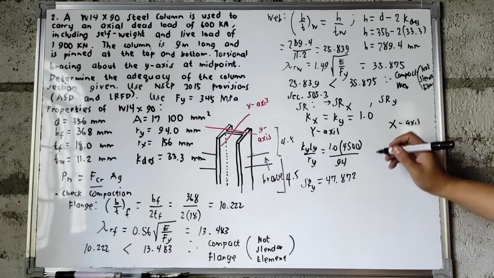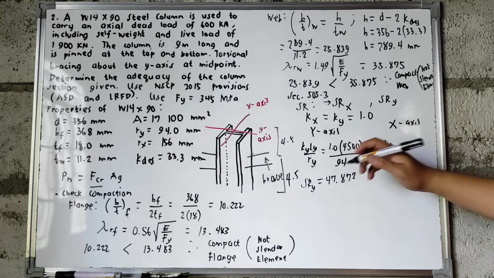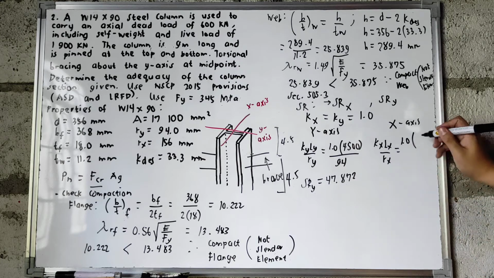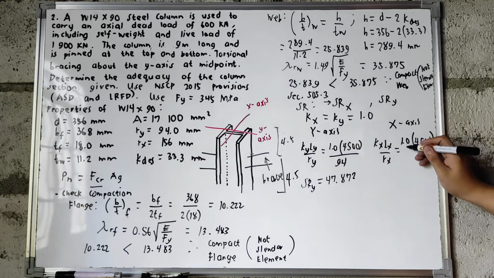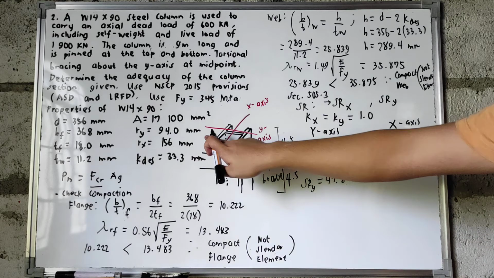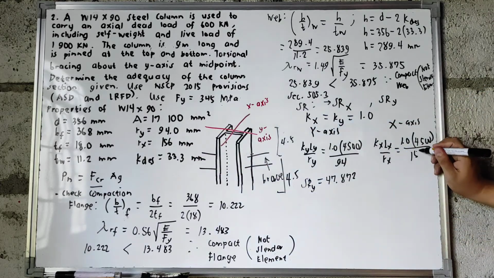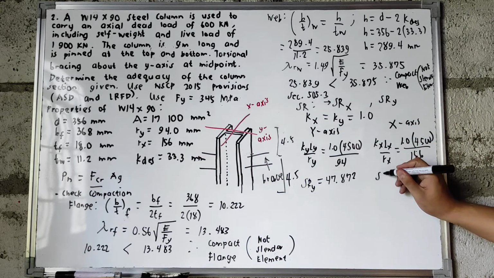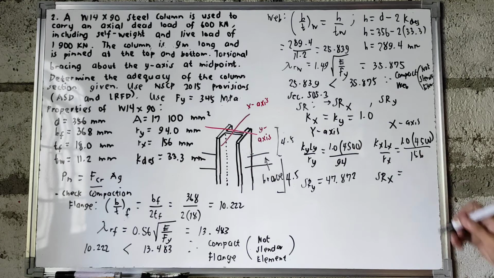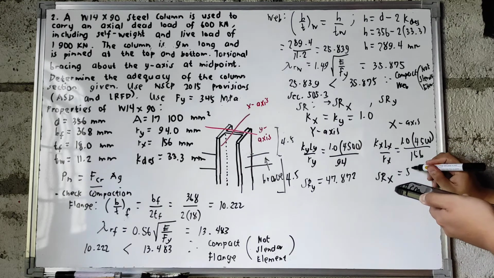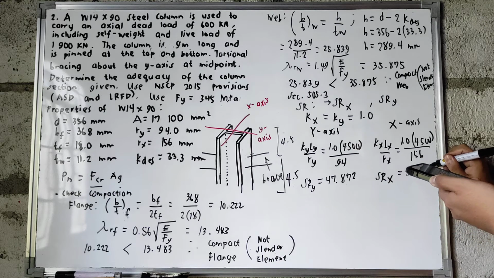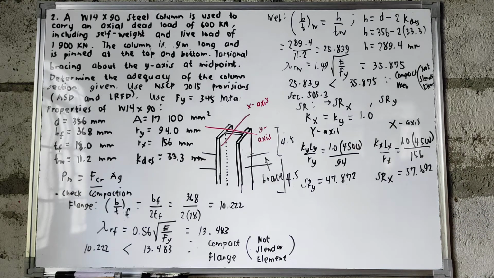So, after sa y-axis, sa x-axis naman tayo. Siyempre, palitan lang natin yung subscript natin. Yung Kx natin, 1.0. So, we have 4,500. Yung rx natin, dito sa properties is 156. So, the value of your slenderness ratio with respect to x-axis is equal to 57.692.